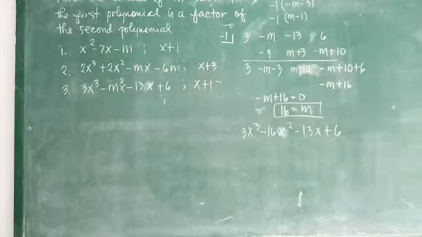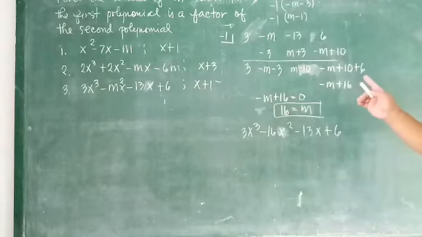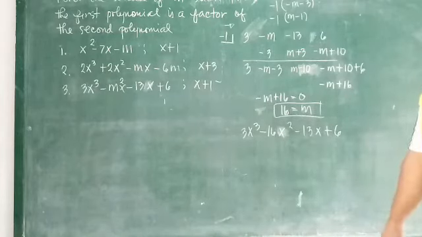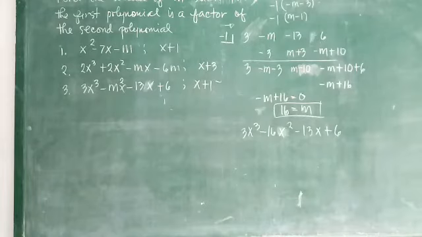Okay. So again, ulitin ko po, the equation 3x cubed minus m squared x minus 13x plus m plus 6 is factorable by x plus 1, can be factorable by x plus 1 if and only if the value of m is 16, wherein the equation shall be 3x cubed minus 16x squared minus 13x plus 6.